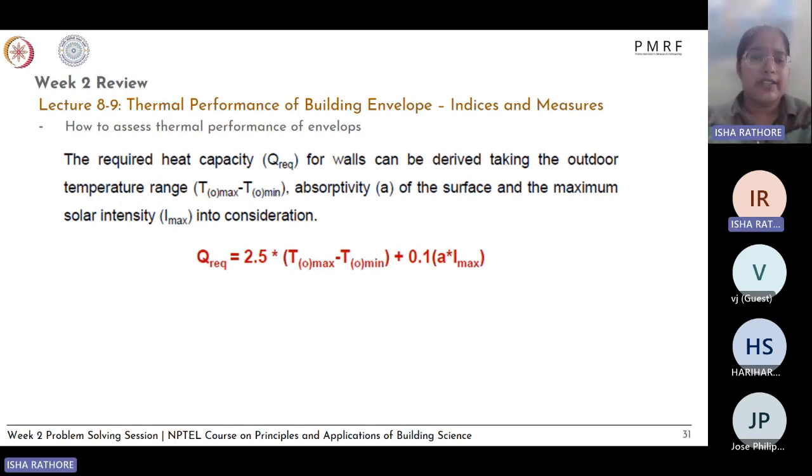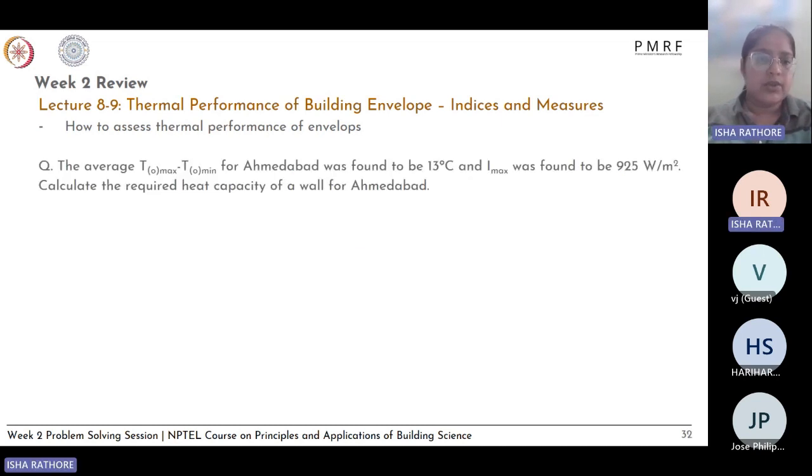So we will now solve a numerical based on the required heat capacity for the wall for a particular location. Okay, so the question is that your average outside temperature range, which is your T out maximum minus T out minimum, for Ahmedabad, is found to be 13 degrees centigrade, and the Imax or the maximum solar intensity is found to be 925 watt per meter square. So can you calculate the required heat capacity of a wall for Ahmedabad? Forgot to mention the absorptivity. So let's take the absorptivity as 0.3.